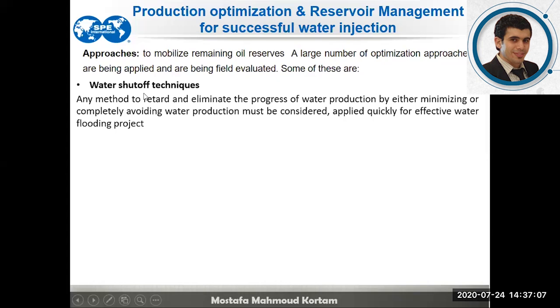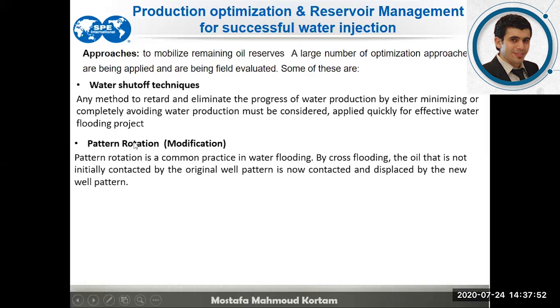Any method that can retard and eliminate the progress of water production, by either minimizing or completely avoiding water production, must be considered. It should be applied as quickly as you have the ability to perform the water shutoff and you have the resources and the tools. Don't hesitate, and do it as quickly as you can. This would lead to a better result and a successful impact in terms of improving your water flooding and increasing your ultimate reserves.